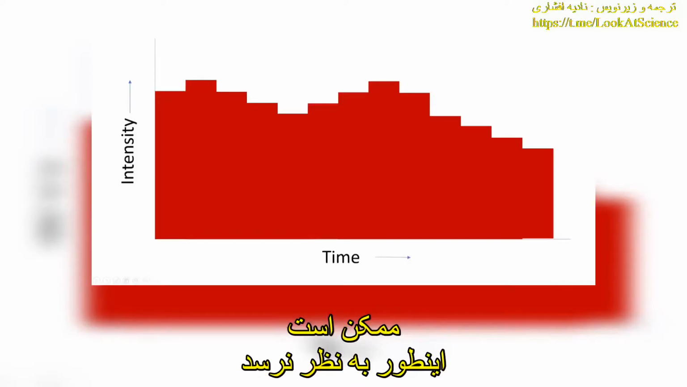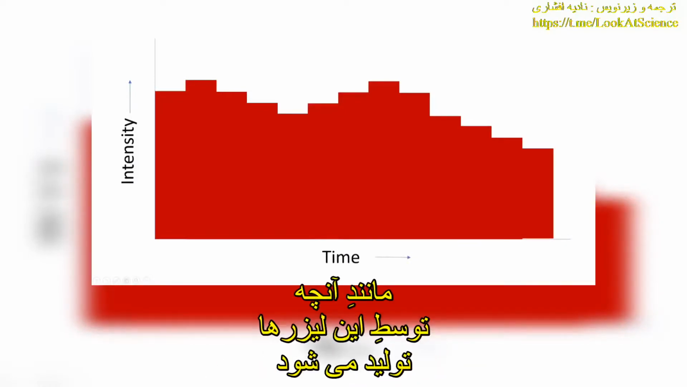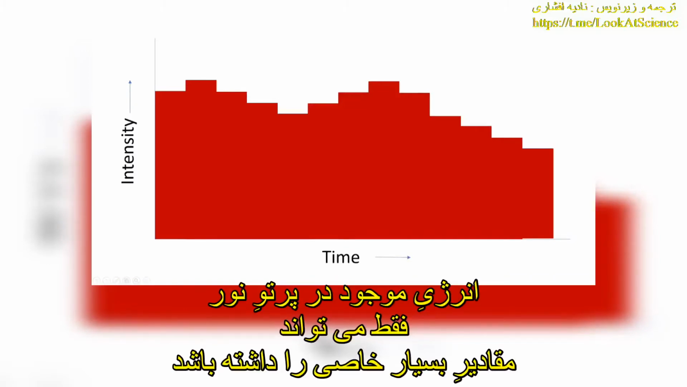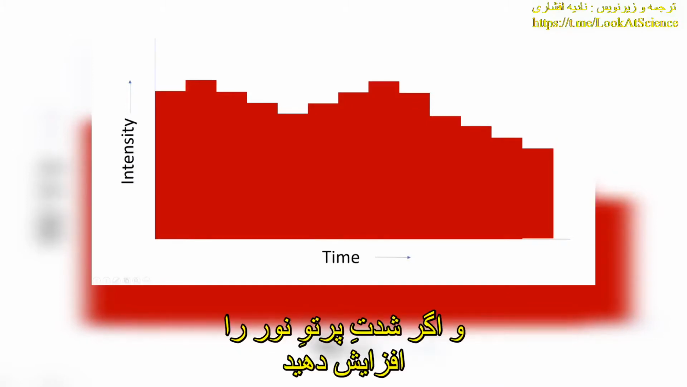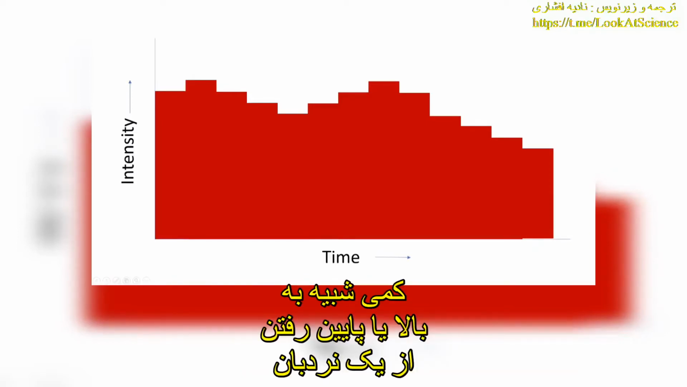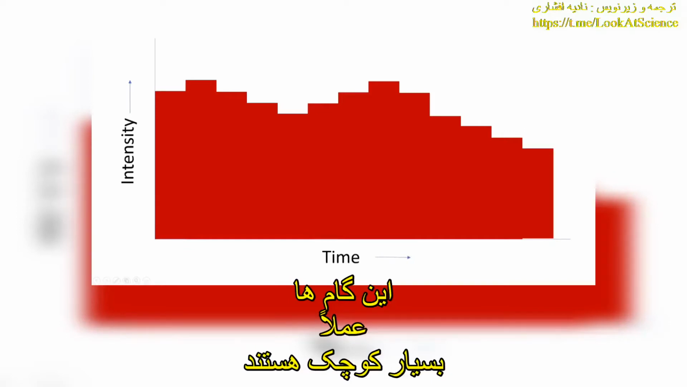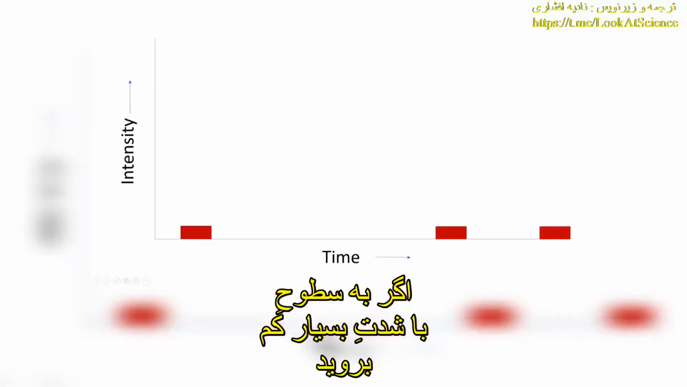It may not look that way, but in a monochromatic beam of light, such as the one generated by these lasers, the energy contained in the beam can only have very specific values. In other words, the energy is quantized, and if you increase the intensity of the beam, this can only be done in discrete steps, a bit like going up or down a ladder. These steps are actually extremely small, and in practice you will only notice that light is quantized if you go to extremely low intensity levels.